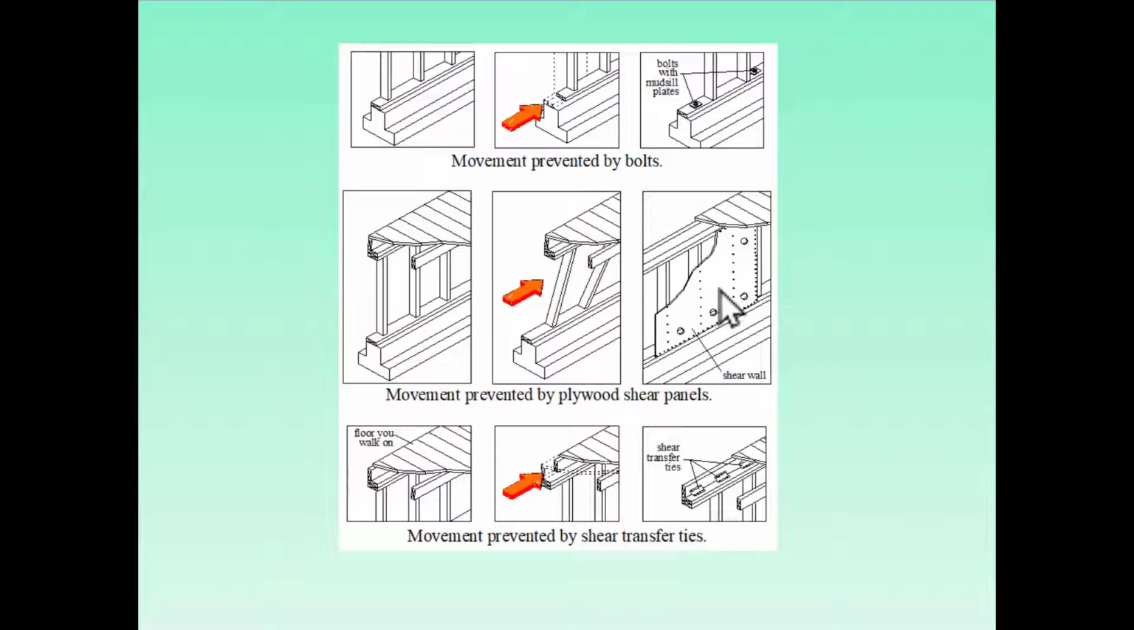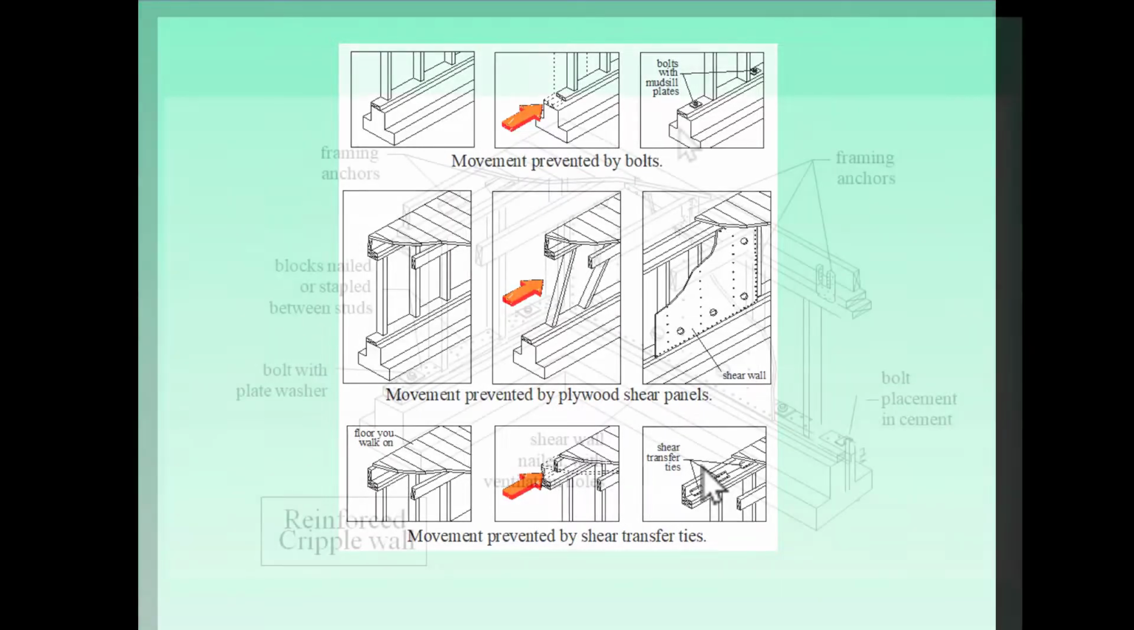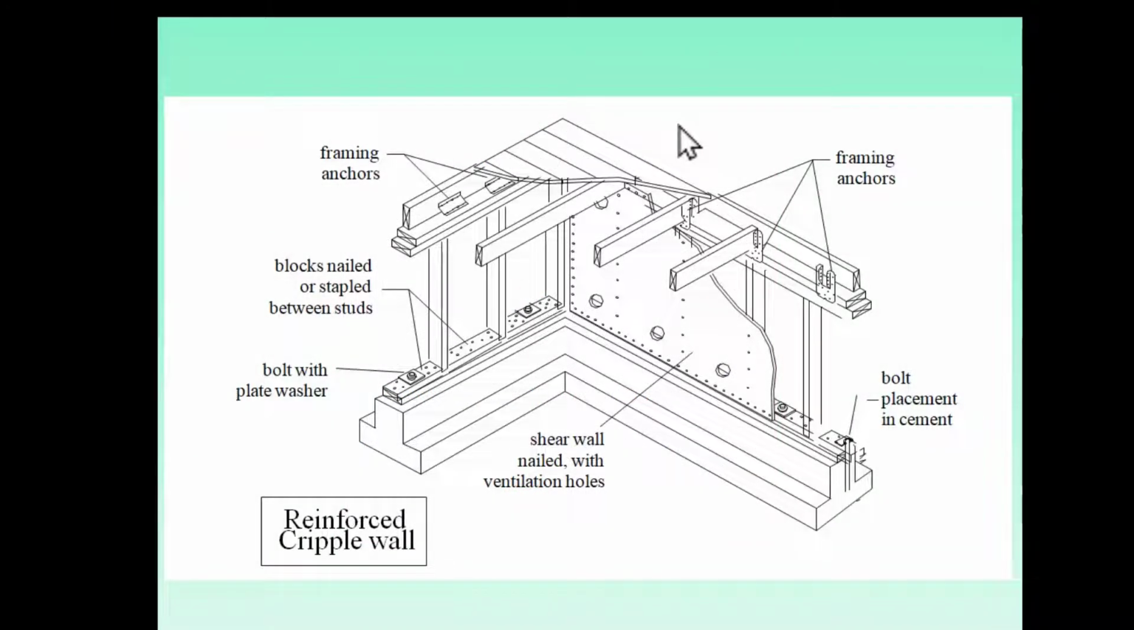So first thing we do, we put in the plywood to keep the cripple wall from collapsing. Then we put the bolts in at the base of the cripple wall to keep it from sliding. And then finally we put in the shear transfer ties to keep the floor from sliding on top of the cripple wall. So when we're all done, you'll see all the components that look like this. Right here is the plywood. This is the cripple wall. And then these are the bolts.